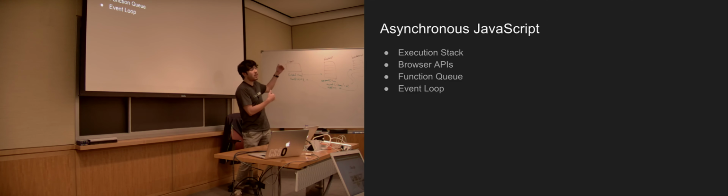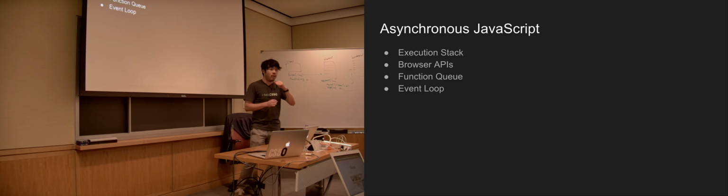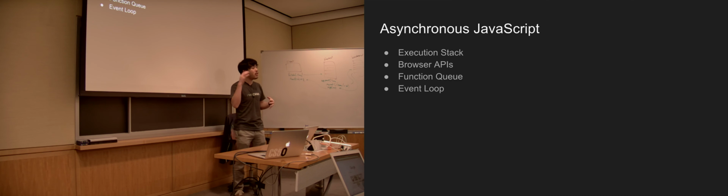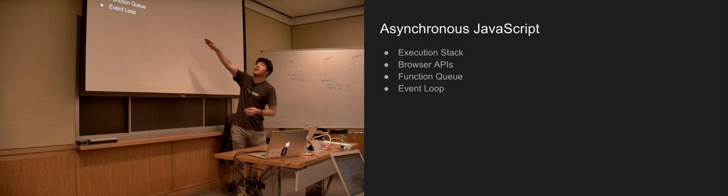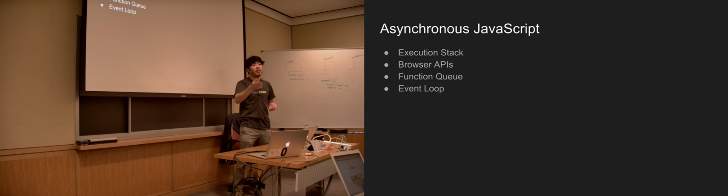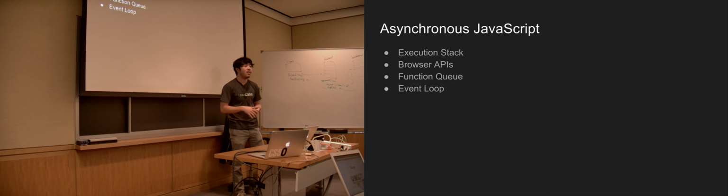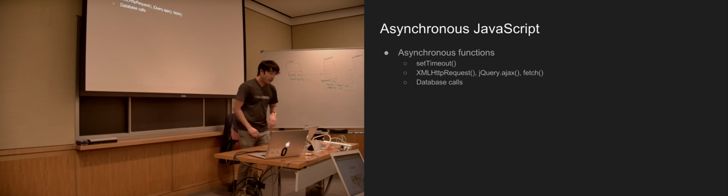So we have the normal execution stack, which is handled synchronously. We have any browser APIs or external APIs that we can call. We have a function queue, which is where all the callbacks kind of queue up ready to go, and the event loop, which will check that function queue every time the execution stack is empty and bring those callbacks into the main execution stack. So it's not just browser APIs in the second dot now, it's now stuff like database queries and stuff like that, anything asynchronous. And so here are some examples of asynchronous functions. We have set timeout, which we use, XHR requests, which we use through fetch, and database calls.